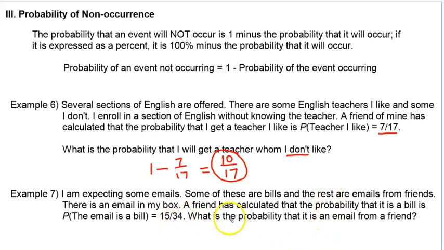And here's another one. You get emails. Some emails are bills and some are emails from friends. There is an email in your box. The probability that it is a bill is 15 out of 34. So you only have 2 options. Either it's a bill or it's from a friend. If the probability that it's a bill is 15/34, what's the probability that it's from a friend? Well, you just do 1 minus 15/34. So this is 34/34 minus 15/34, and it gets us our answer of 19/34.